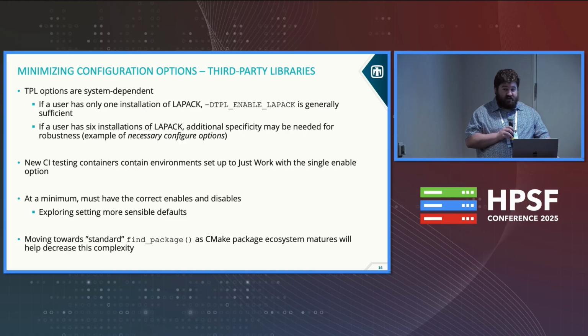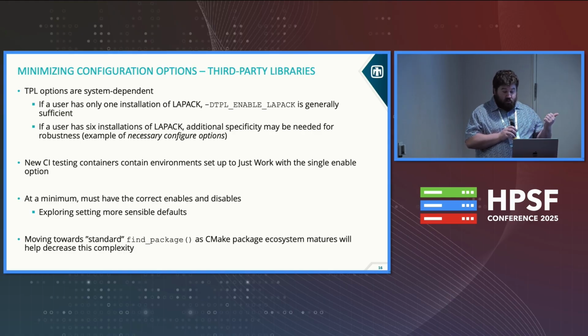The new CI testing containers only have one installation by design of all of our TPLs, so for the most part, it is as easy as just turning on the pieces that we want. We would like to explore choosing a sensible set of default enables and disables so that people don't even have to know that. If you enabled one package, the default is to turn on this TPL, even if it's optional, because we think most people want it, or we have data to indicate that most people want it. So we're going to try that.